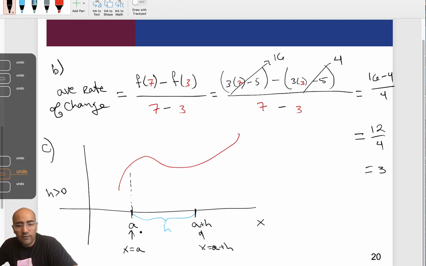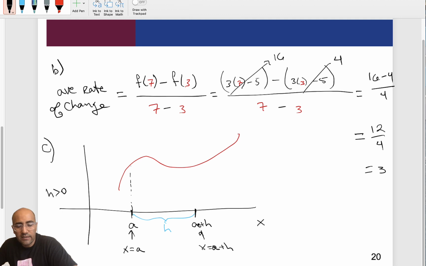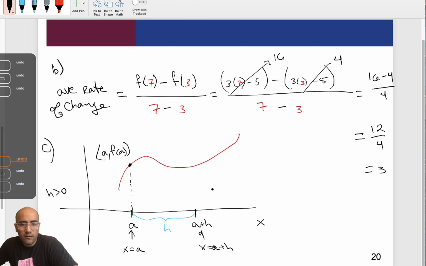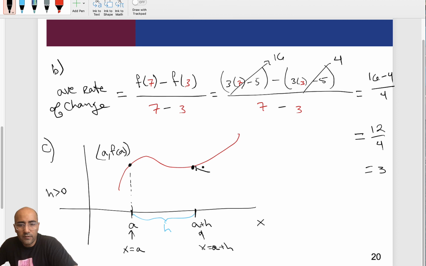So this style of notation allows us to leave this as a variable and this as another variable, but they're both connected by this h value, which is the distance, the gap between them. Good. So then the ordered pairs, this would be the point a, comma, f of a, whereas this point there would be the point a plus h is the input, comma, f of a plus h. Good. Questions, questions, questions, questions?